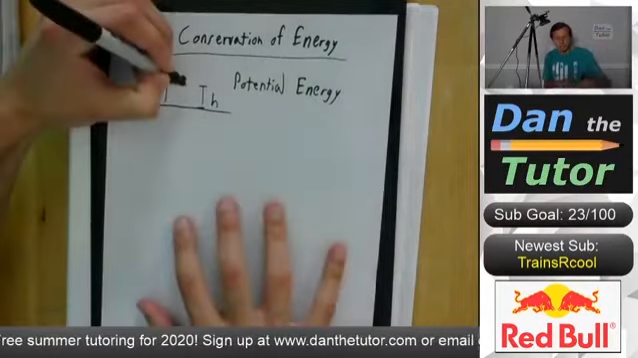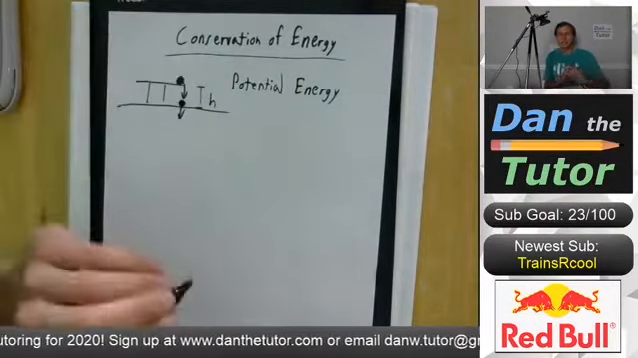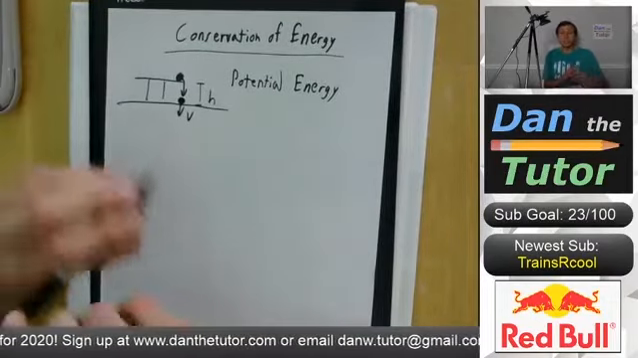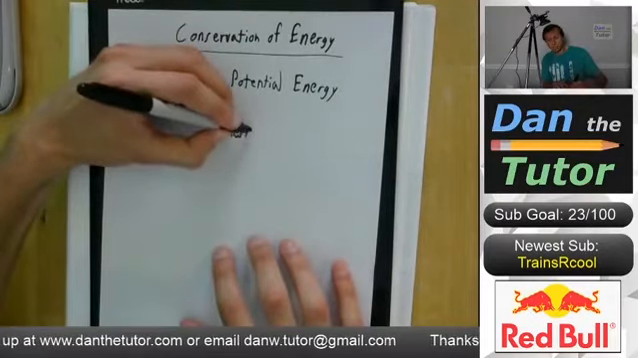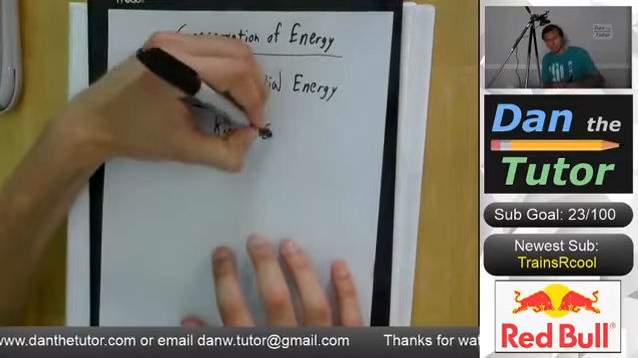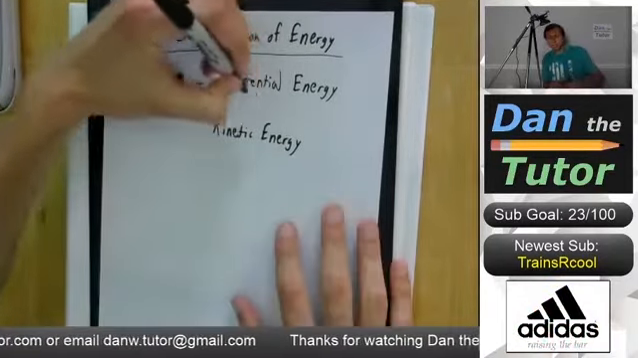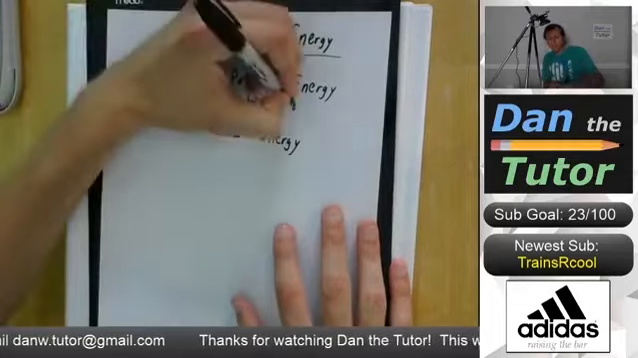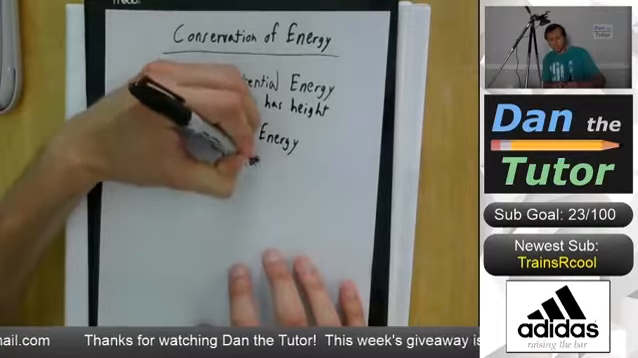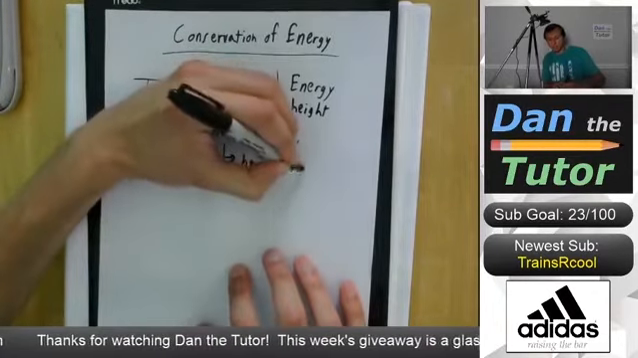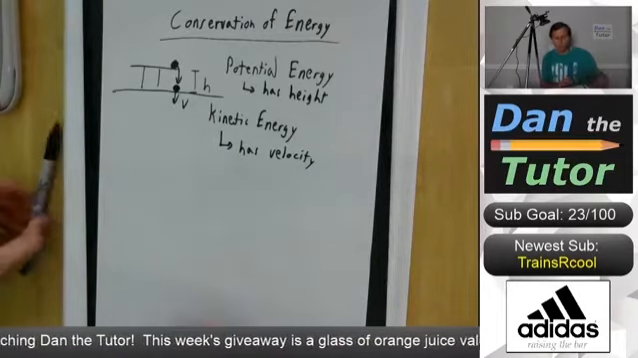And let's say this ball falls and is heading towards the ground with some velocity v. As soon as that ball's moving, the potential energy is going to start to get converted to kinetic energy. And kinetic energy just means the object is moving. So for potential energy, the object has height off the ground. And for kinetic energy, the object has velocity. It's moving. And that velocity can be positive or negative. It doesn't matter. It will have kinetic energy either way.